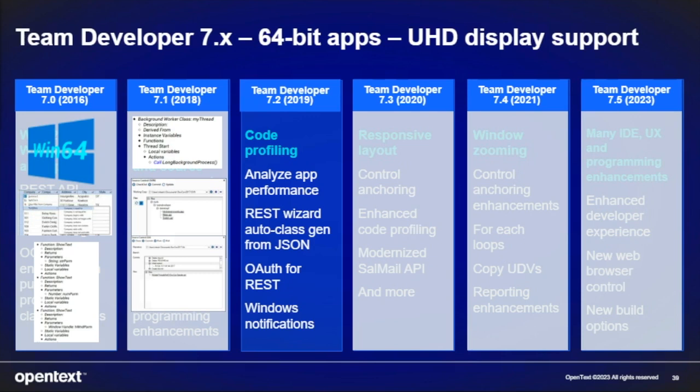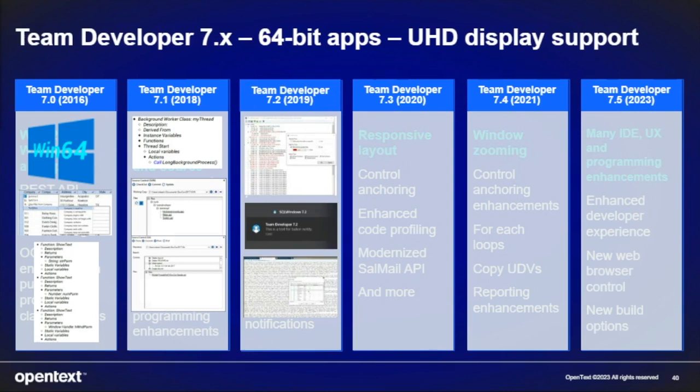Another nice new feature that was in Team Developer 7.2 are Windows notifications. So you could throw notifications, and they would tell the user something has happened. Maybe an order has been processed or has been shipped, and now the clerk has to enter something into the application to finalize a workflow or things like that.